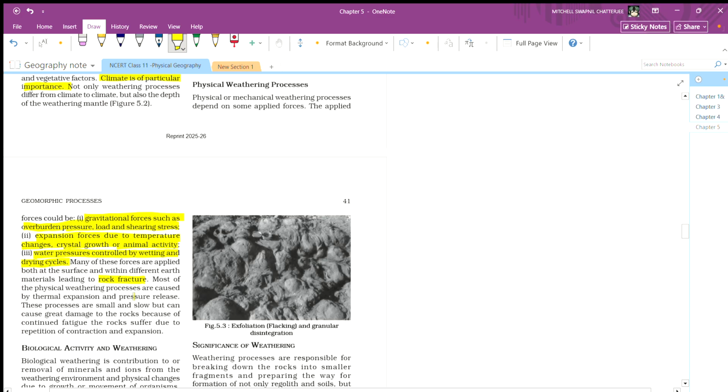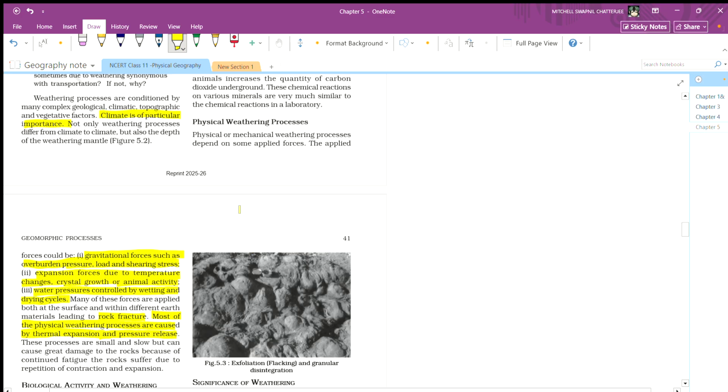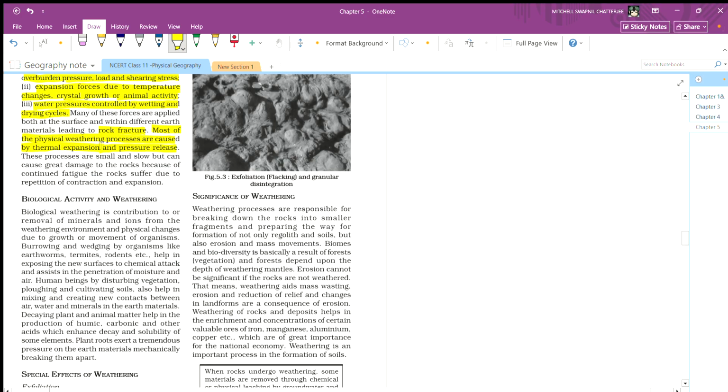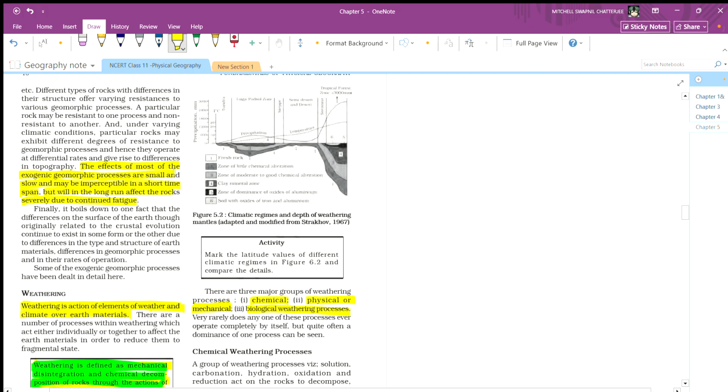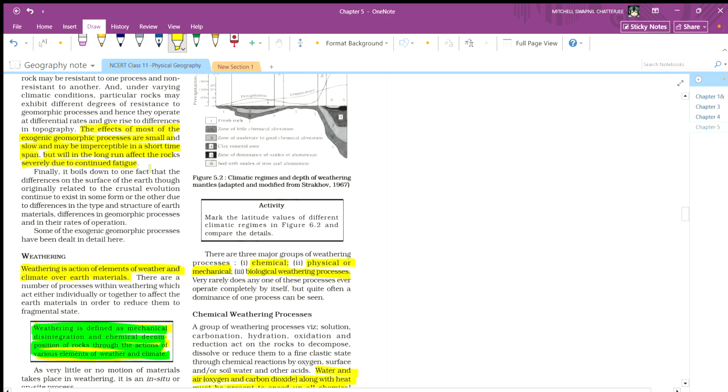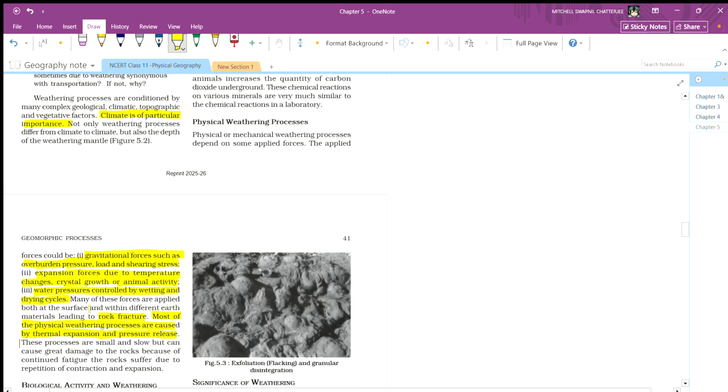Most of the physical weathering processes are caused by thermal expansion, like heating, thermal expansion and pressure release. These processes are small and slow, but can cause great damage to the rock because of continuous fatigue. The effects are small, slow, maybe imperceptible in the short term, but in the long term they will cause severe continuous fatigue.